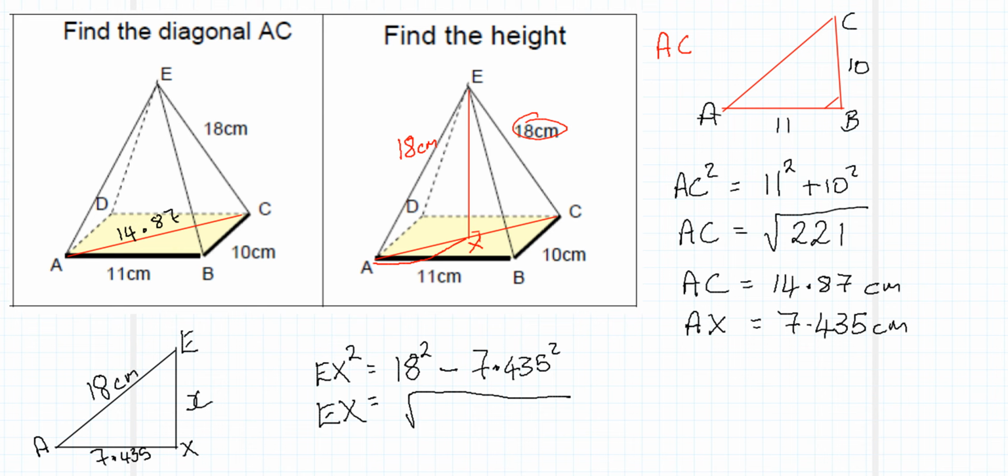So when we do this, we get EX squared is equal to 268.727 centimeters squared. So that's 18 squared minus 7.435 squared. So when we take the square root to find EX, we'll put that into the calculator, and we'll get our answer. EX is equal to 16.39 centimeters in height, to two decimal places. So what that's telling us is that the height of that pyramid, and I'll just mark it there, is 16.39 centimeters.